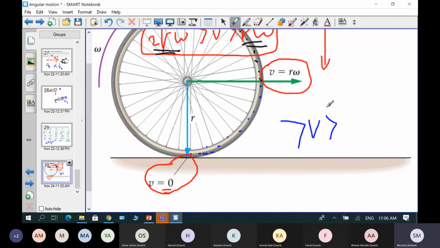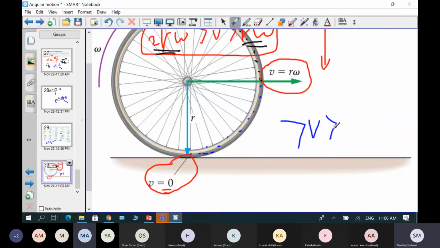Who can answer me? I honestly don't know. Okay, I want someone to know. r omega and 0. Yes, greater than what? r omega and 0.